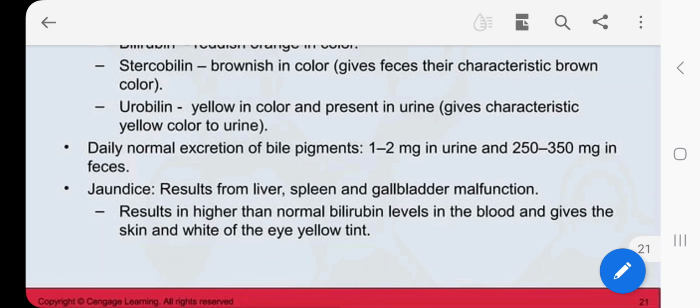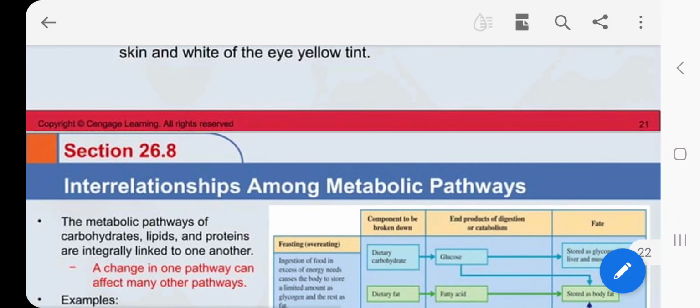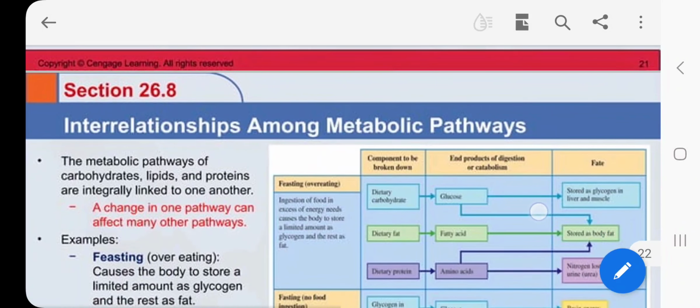Okay, so sabi rin natin, we have this term jaundice. It results from liver, spleen, and gallbladder malfunction. It results in higher than normal bilirubin levels in the blood and gives the skin and the white of the eye a yellow tint. So hindi lang sa ihi, napupunta rin siya sa bloodstream and even manifesting in our skin and in our eyes. So, interrelationship of these metabolic pathways.